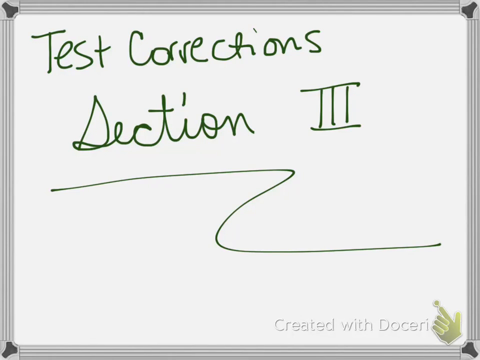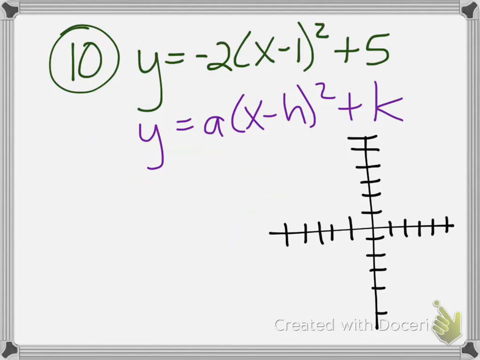Alright, this is for test corrections for section 3 only. For section 3, we have two types of problem. The first type of problem is in vertex form. So looking at number 10, we have vertex form, and that's the one that says y equals a times x minus h squared plus k.